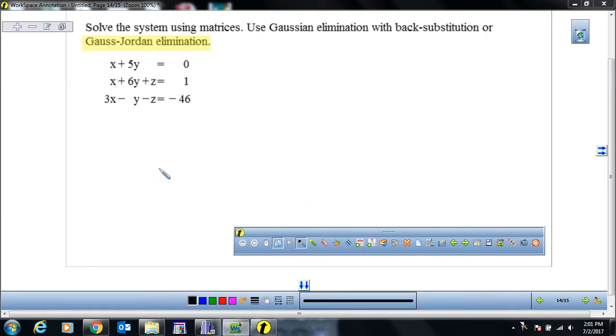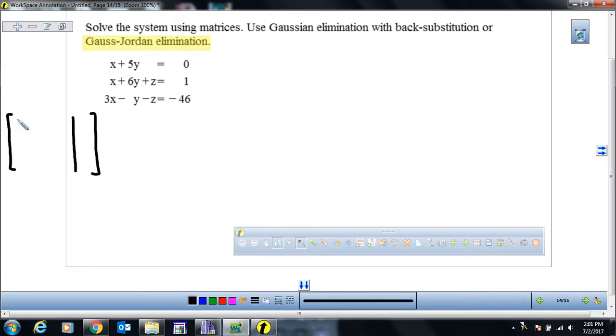So, the first step in the process again is that we need to write the augmented matrix for this. So my augmented matrix is 1, 5, and then right here is a 0 because there is no z, and then the constant is a 0 on the right side. For the second one, we have a 1, a 6, and then we have a 1 for the z, and then a 1. And the last one, 3, -1, -1, and -46.